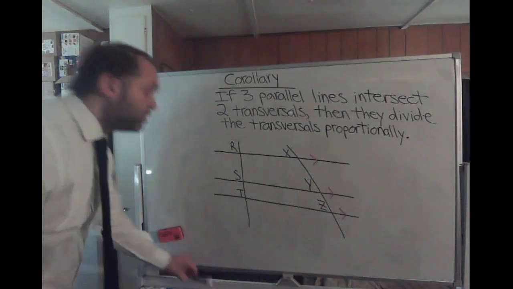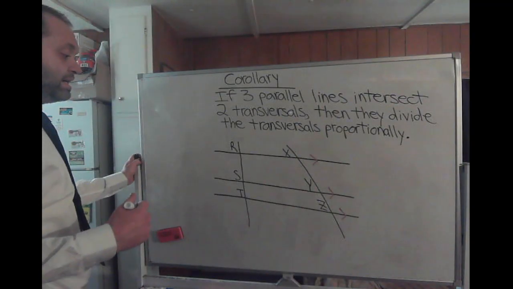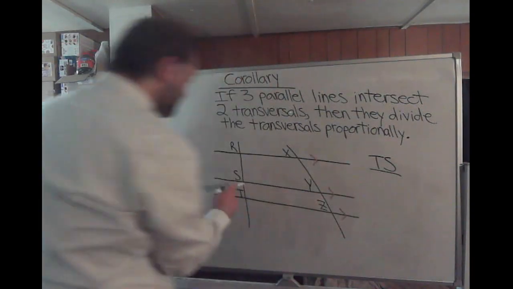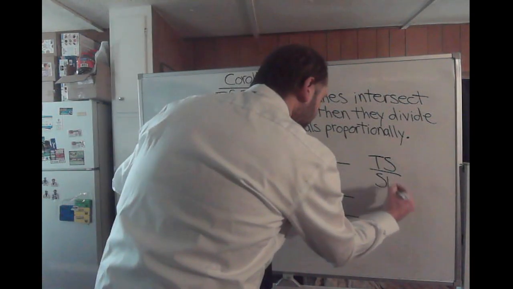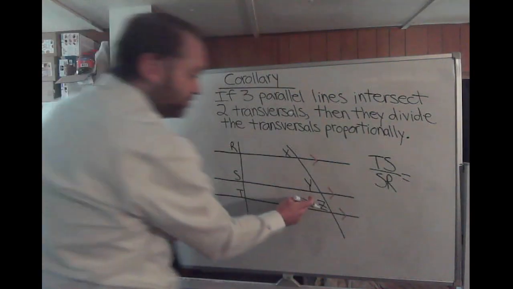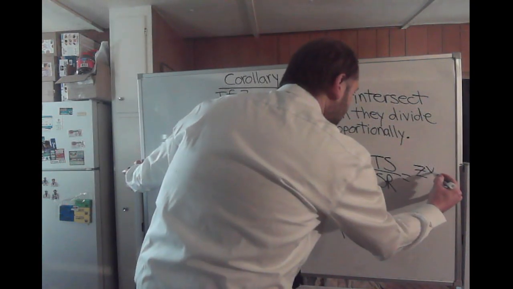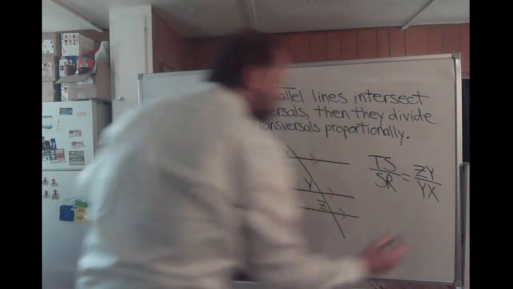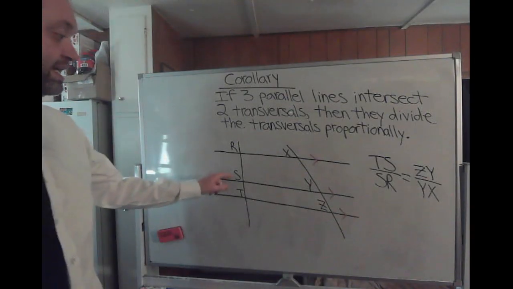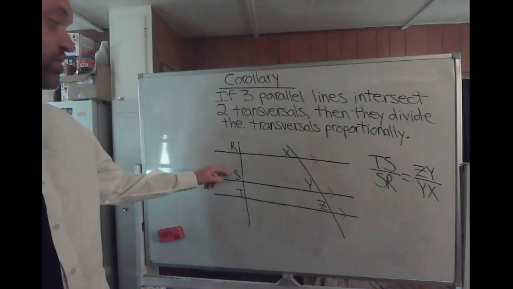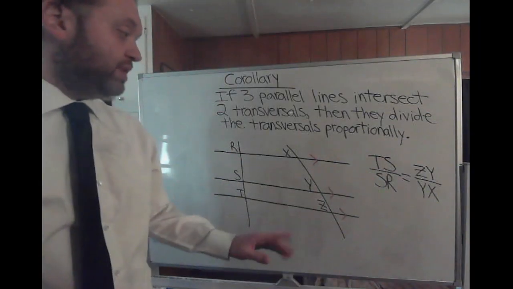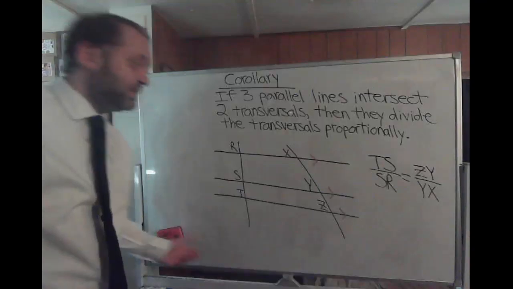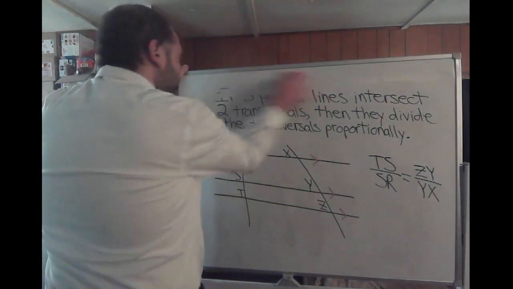So in other words, what you're looking at here is that you're going to have TS in proportion to SR, which would be equal to ZY in proportion to YX. So if we look at this diagram here, TS would be in ratio to SR, which would be equal to the ratio of ZY to YX. That's what this corollary states. And I have three exercises here for this corollary.